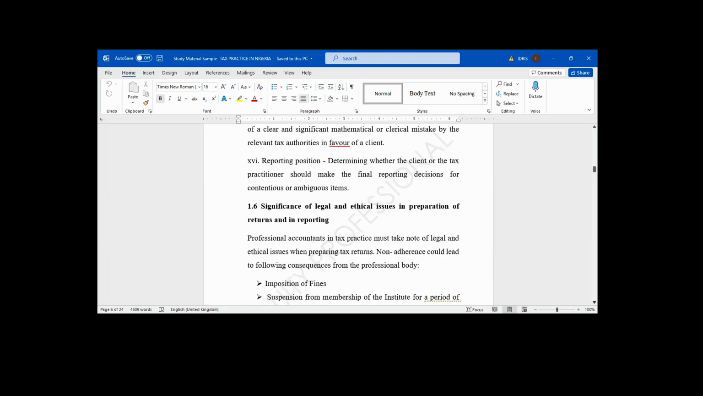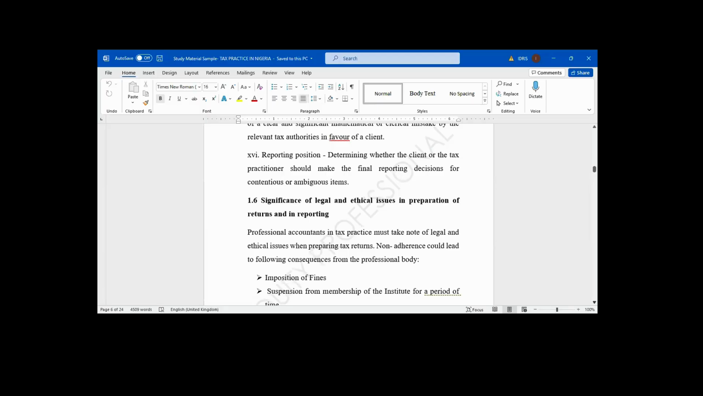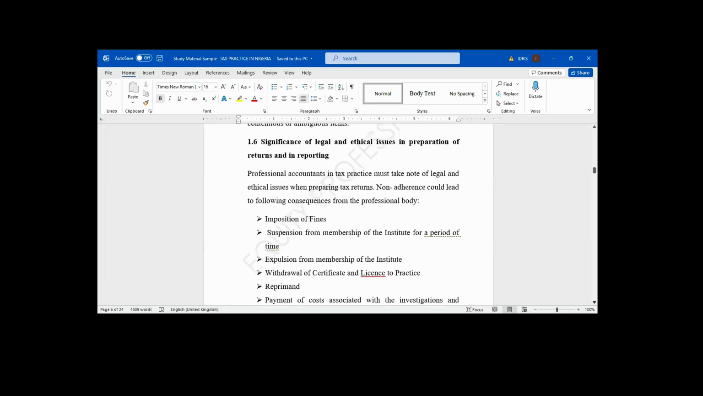What are the likely significance of legal and ethical issues in preparation of returns and reporting? This means, what are the likely sanctions? What are the consequences of you not following ethical issues? What are the consequences you are going to face? First, imposition of fine. The professional body you belong to can fine you. You are going to pay a fine of some amount. Tax authorities too can fine you.